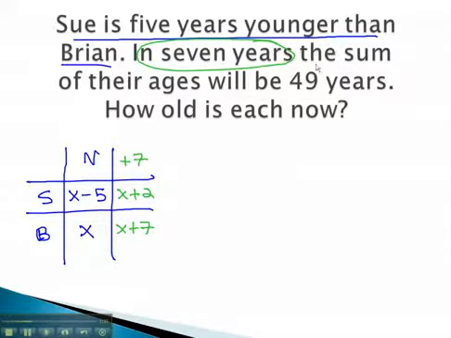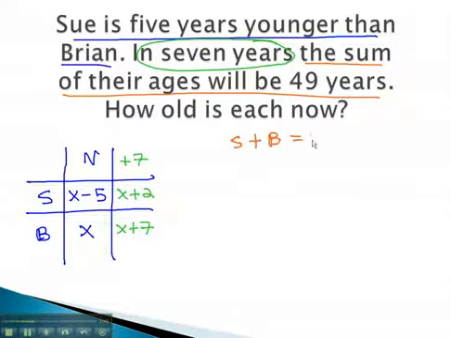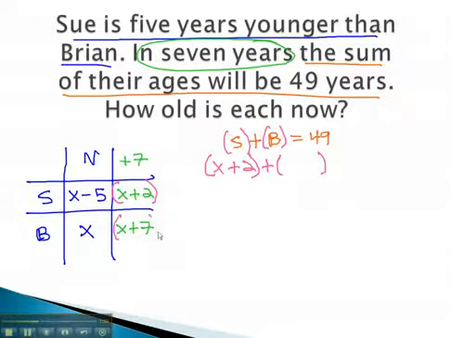Now, we can consider the rest of the sentence. The sum of their ages is 49. This means Sue plus Brian is going to equal 49 years in the future. So we can replace Sue with Sue's information from the future, x plus 2. We can also replace Brian with Brian's information from the future, x plus 7. This equals 49. This gives us an equation we can quickly solve.